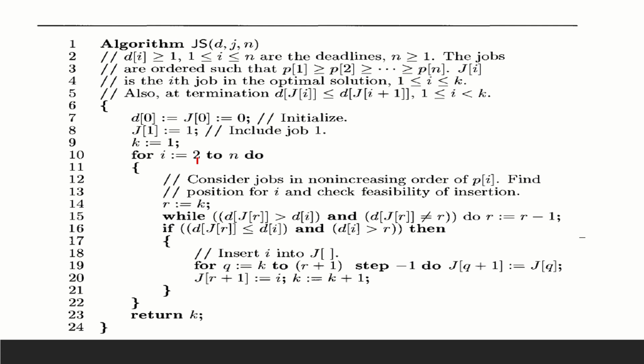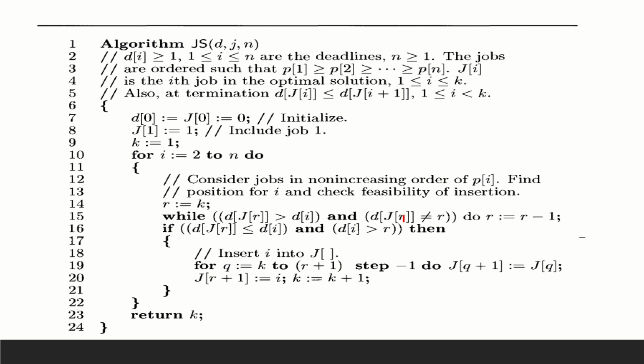First we take the second job, and using another variable called R, which is equal to the K value, we check a while condition. The while condition says: what is the deadline of the rth job compared with the deadline of the selected job, that is the second job? This is the first condition of the while.